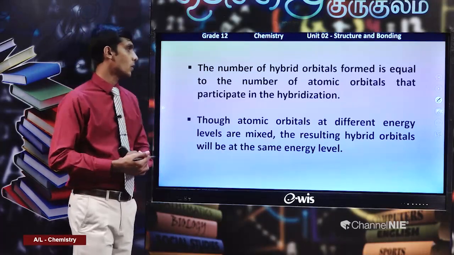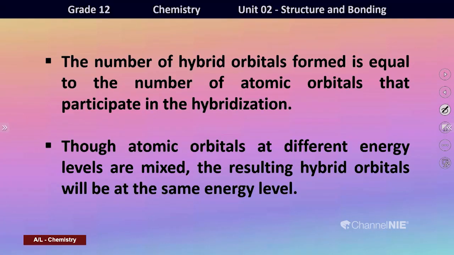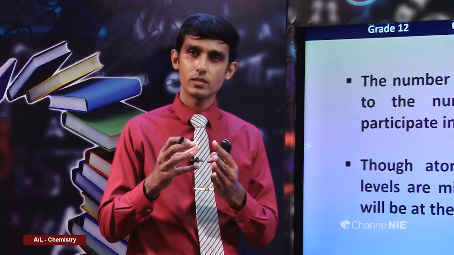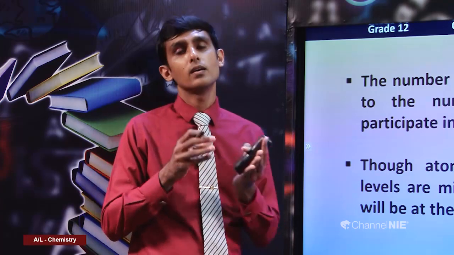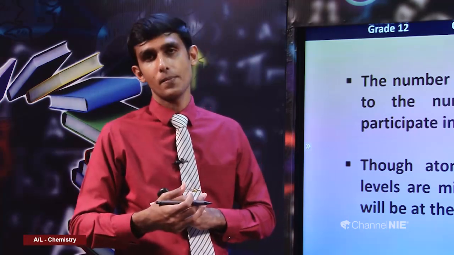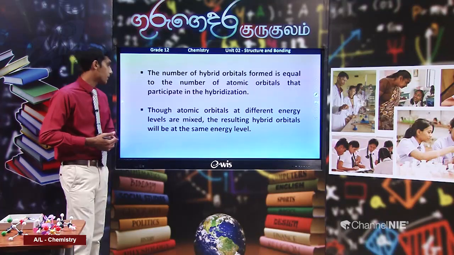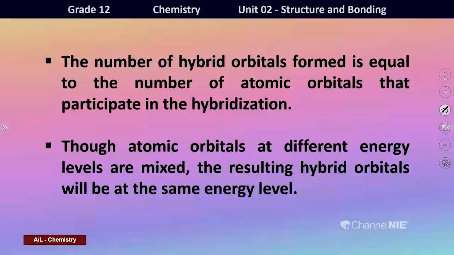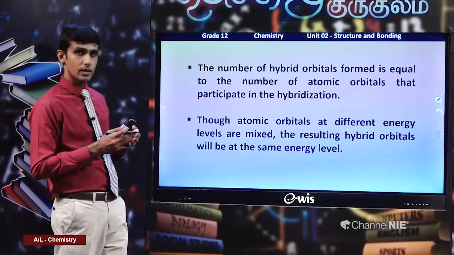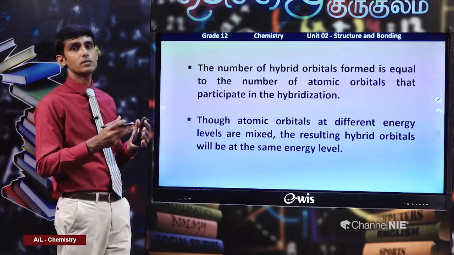The number of hybrid orbitals formed is equal to the number of atomic orbitals that participate in hybridization. For example, if 1 s orbital and 1 p orbital undergo hybridization, then 2 atomic orbitals are involved there. So, 2 hybrid orbitals will be formed there. Though atomic orbitals at different energy levels are mixed, the resulting hybrid orbitals will be at the same energy level. Now, in that carbon atom, I explained earlier that in the CH4 molecule, atomic orbitals in the 2p level and 2s level are mixed. The resultant orbitals will have the same energy.